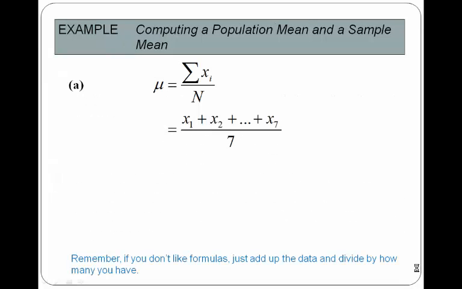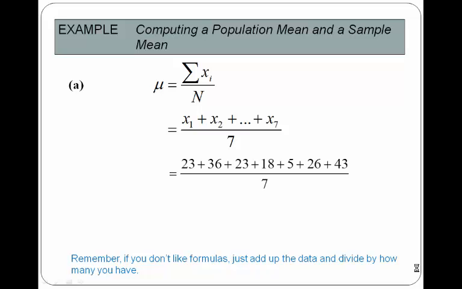Here's the formula, and again, if you don't like symbols, all you have to do is remember if somebody tells you to find a mean, add them all up and divide by how many. So we would add up all 7 of the times and divide by 7.